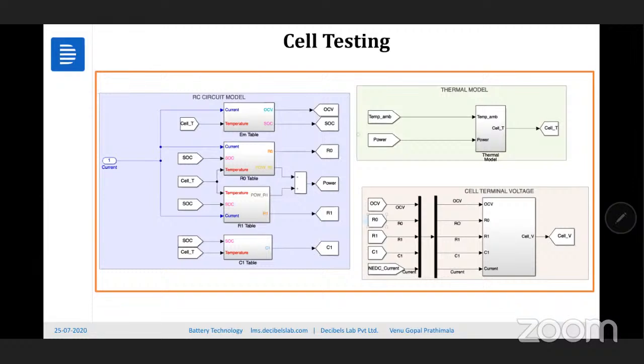So here, what I'm showing is the equivalent circuit model. For a given current input profile, it will give you how the open circuit voltage is varying with respect to time, how the SOC is varying with respect to time, how the internal resistance of the cell is varying with respect to time and state of charge, how the temperature of the cell is varying with respect to the current profile, and how your cell terminal voltage is varying. So all these parameters can be studied in this particular simulation.